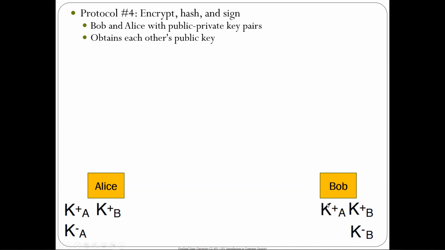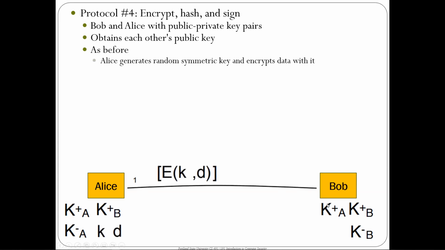So that's the next step. And then as before, from the previous protocol, you do the same thing. You generate a symmetric key randomly, you encrypt your data, this is what Alice does, and then Alice is going to take the public key of Bob and then encrypt the symmetric key.